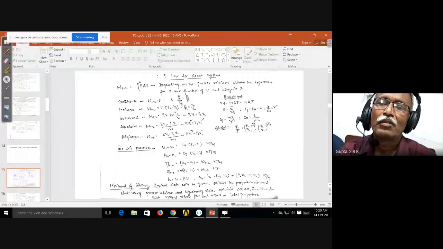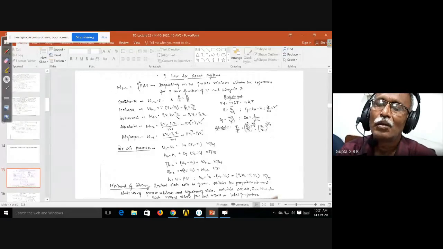For isochoric, P1 by T1 equal to P2 by T2. That is from the equation of state. V1 by T1 equal to V2 by T2. And here P1 V1 equal to P2 V2. And for adiabatic, P1 V1 to the power gamma equal to P2 V2 to the power gamma. Like that we have relations, and these are work relations. And for a perfect gas, PV equal to mRT or n R bar T. R, the characteristic gas constant, is equal to the universal gas constant divided by molecular weight. And Cp minus Cv equal to R, Cp by Cv is gamma.